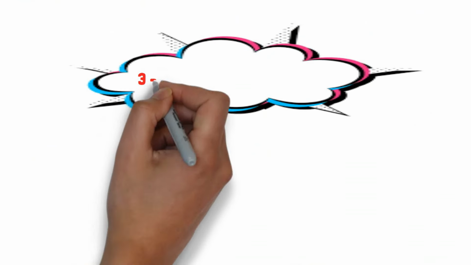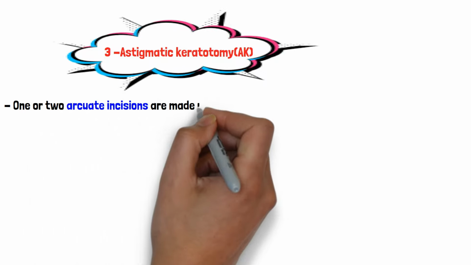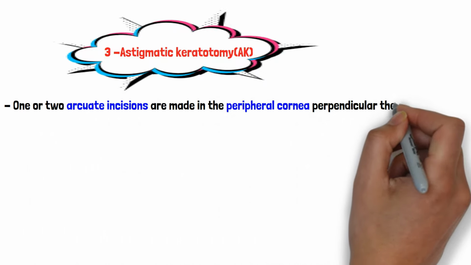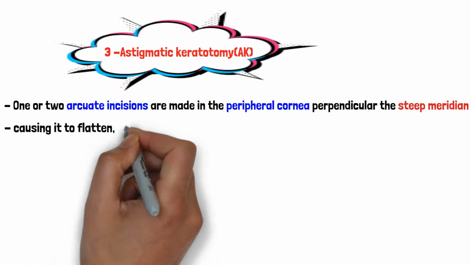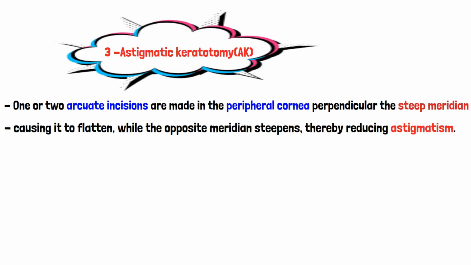To treat astigmatism, astigmatic keratotomy, or AK, was introduced. It involves 1 or 2 arcuate incisions made perpendicular to the steep meridian of the cornea. This selective relaxation flattens the steeper axis, while the opposite meridian remains unchanged or slightly steepens, effectively reducing astigmatism.